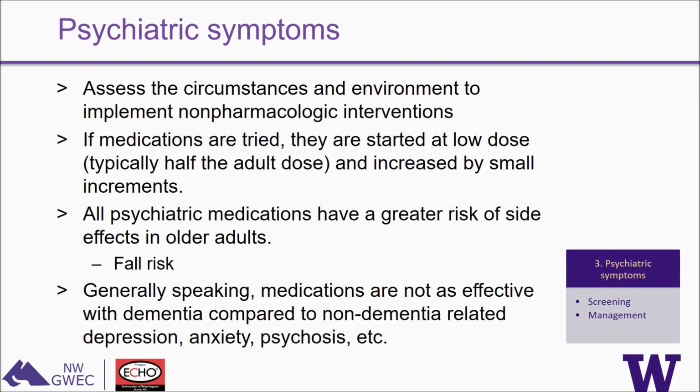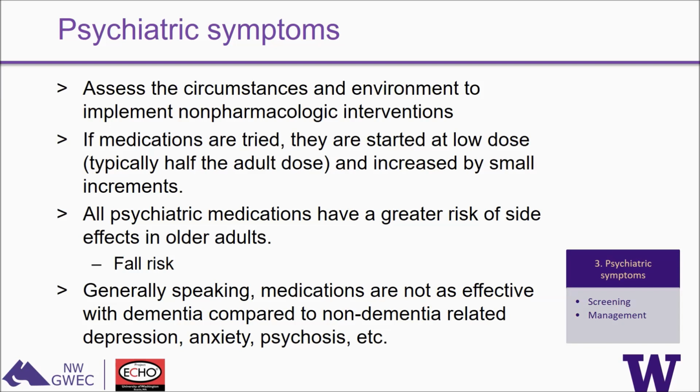If medications are tried, it's another rule of thumb, and in geriatrics we always start low. For mental health medications, we usually start at typically half the lowest adult dose and increase by small increments. Just keep in mind all psychiatric medications, all of them have side effects, and fall risk is listed even for SSRIs. So there's really no truly 100% benign psychiatric medication.